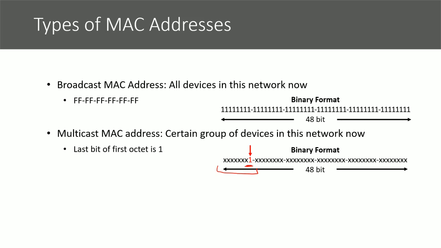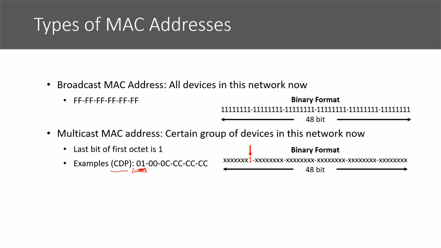So to identify a multicast MAC address, you need to look at this bit of the binary format of the MAC address. For example, this MAC address is multicast. It is used by Cisco devices to discover other devices in the network. This is called CDP, or Cisco Discovery Protocol, and it is used by Cisco devices to identify neighboring devices and collect information about them. We will talk about CDP in the coming videos, but for now it is enough to know that this is a multicast MAC address because the last bit of the first byte is 1.